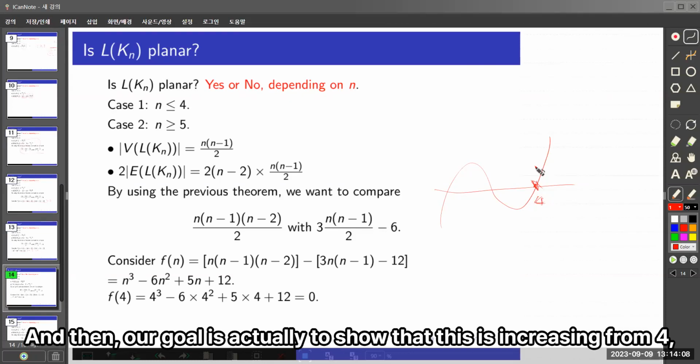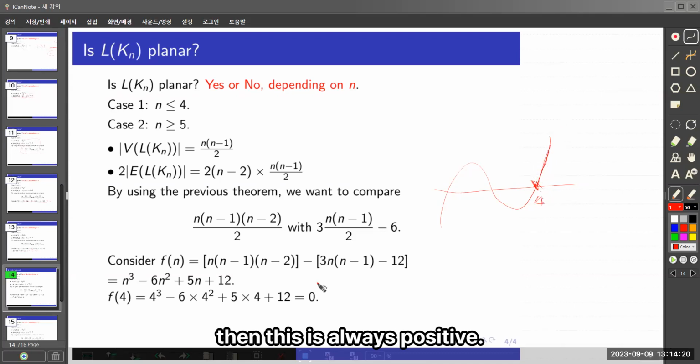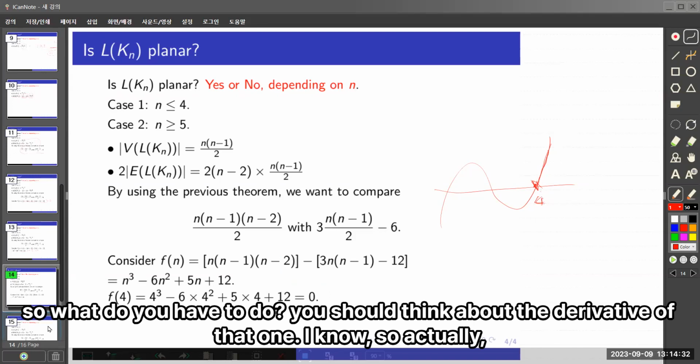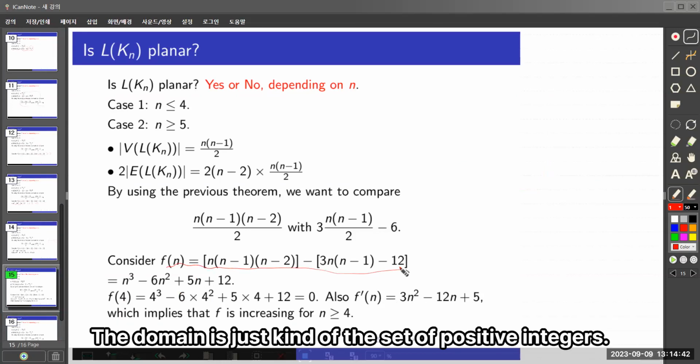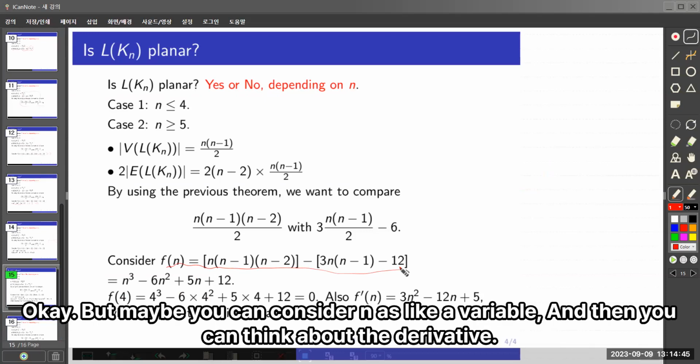Then our goal is to show that this is increasing from here. If this is increasing from 4, then this is always positive. So then we're done. To show that the function is positive or increasing, what do I have to do? You should think about the derivative of that one. The domain is the set of positive integers, but maybe you can consider n as a variable, and then you can think about the derivative.